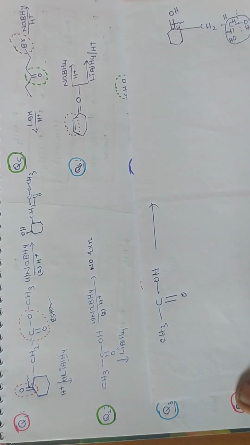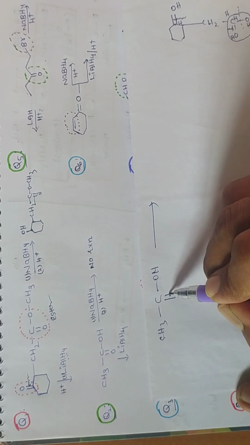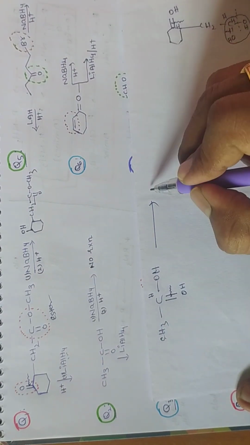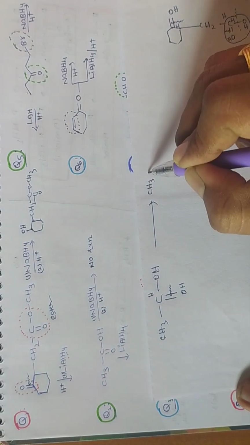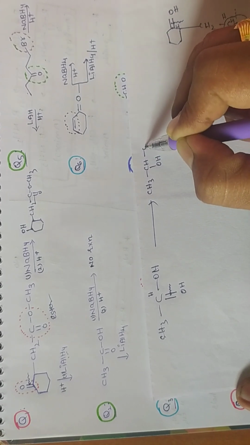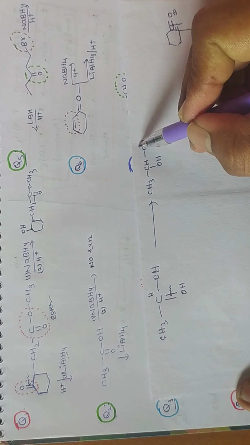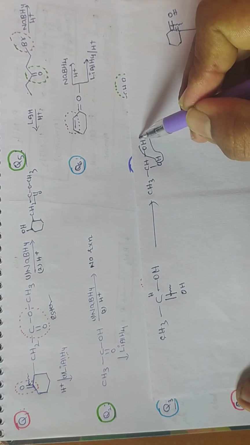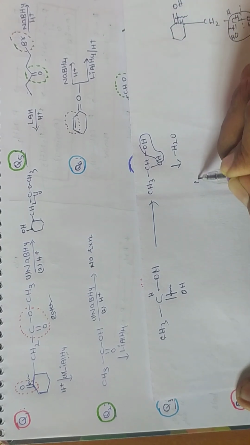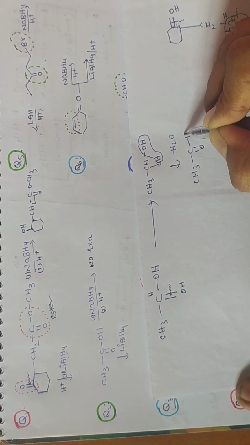Now lithium aluminium hydride can reduce acids. Break this carbon oxygen bond, here H, here H. Then what we get is CH3CH(OH)OH. Two OH groups present on the same carbon are highly unstable, so there is elimination of water. Then we get CH3 C double bond O H, an aldehyde.